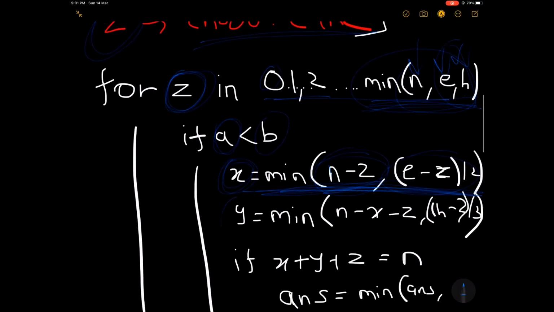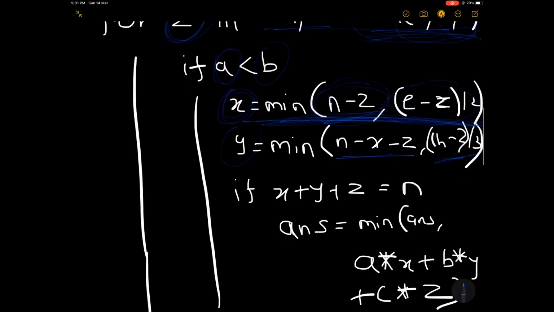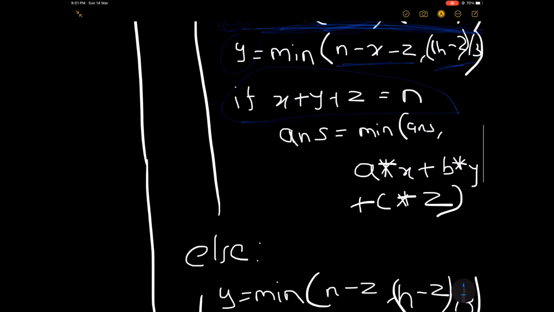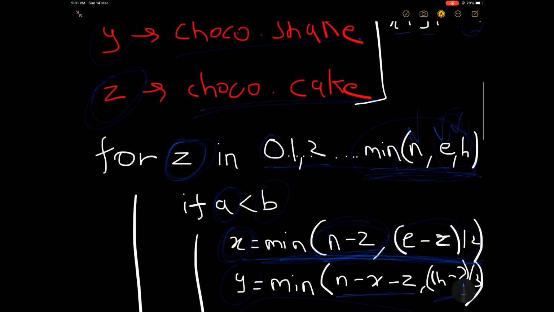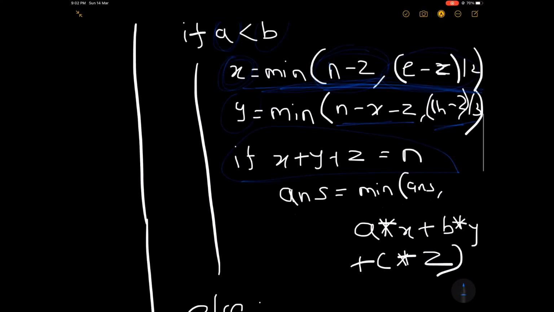And similarly for y, the total number of students left is n minus x minus z, and the number of chocolate bars remaining is (h minus z) by 3. Now if our condition is satisfied, x plus y plus z is equal to n, then we'll update our answer to the minimum of answer comma ax plus by plus cz. First we'll initialize the answer to a maximum number, let's say 10 to the power 16. Whenever a condition is satisfied, we'll update our answer to the minimum of it.